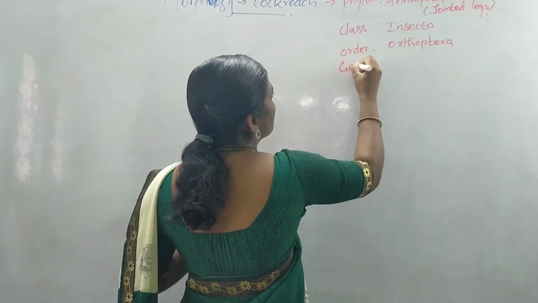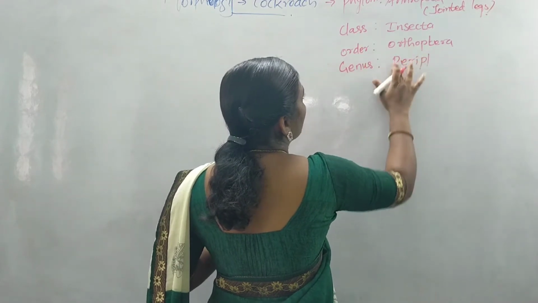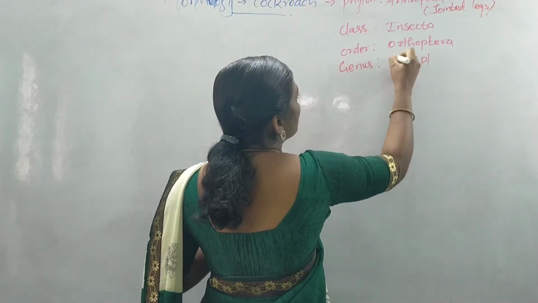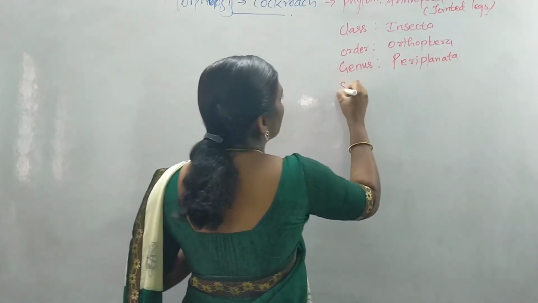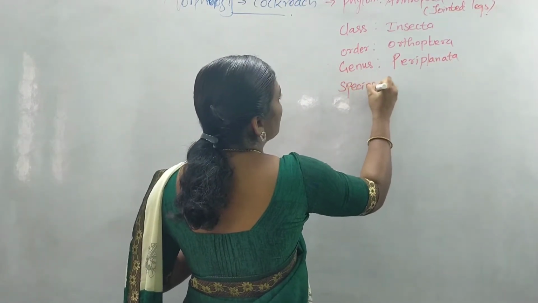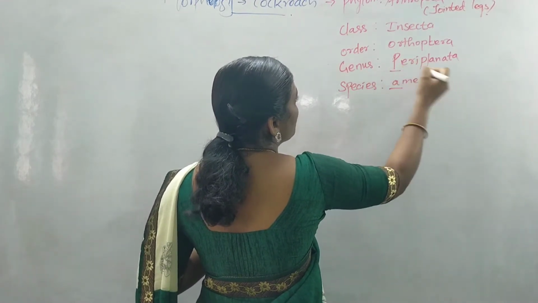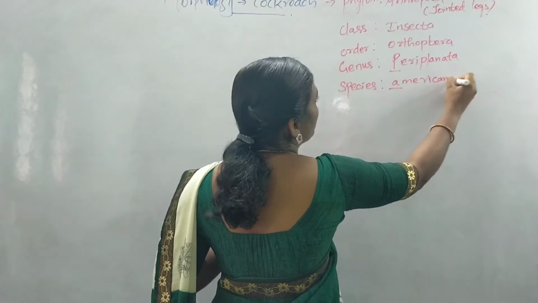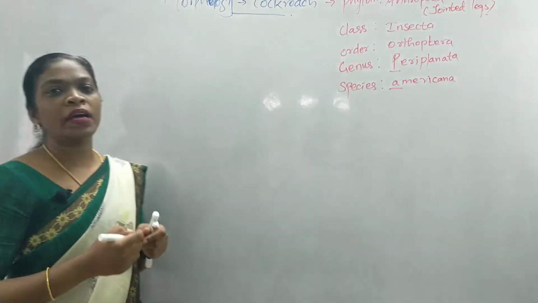It comes under the genus Periplaneta. The genus name should start with a capital letter, Periplaneta, and the species is americana, where the A should start with lowercase and the P with uppercase, according to the rules of nomenclature. This is the classification of Periplaneta americana.